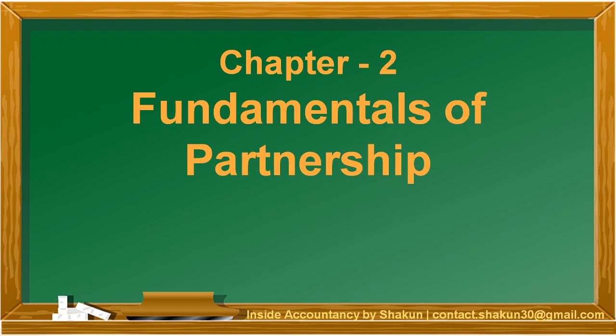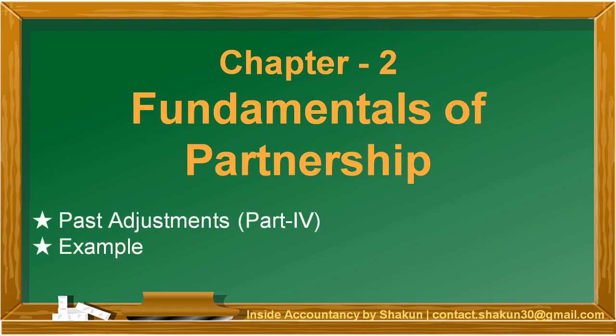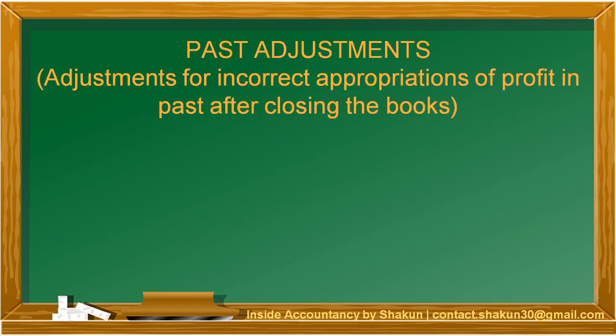Today we'll be talking about Chapter 2 Fundamentals of Partnership. The subtopics to be covered are past adjustments and an example based on it. I have already discussed past adjustments in my previous videos. Past adjustments refers to the errors and the omissions or the incorrect appropriations of profit that have been made after the closing of the books of accounts.